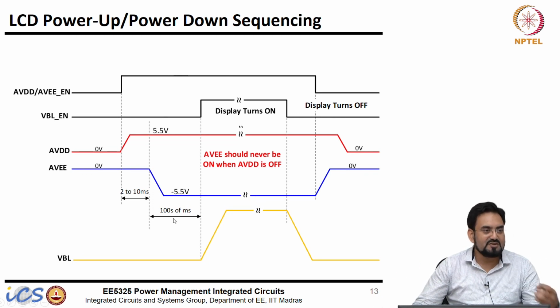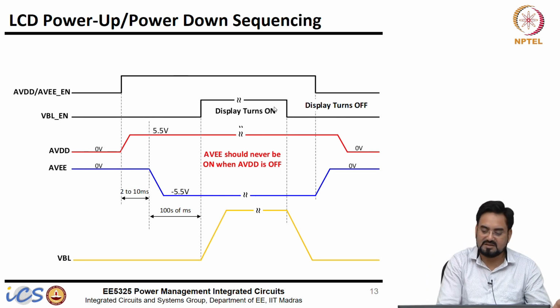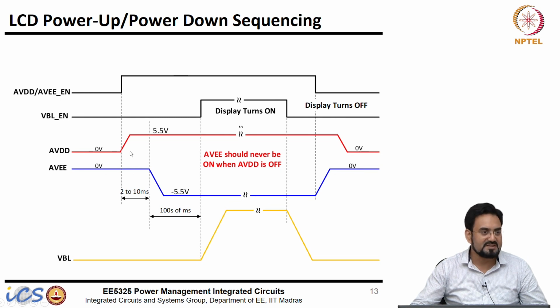The moment you turn on, you should right away start seeing some image appearing, and that's why when everything is set, all image data has come, all the supplies are settled, at the end they will turn on the display backlight, and you will see the correct image appearing on your display. And when you are turning off, again you want to do the same thing. You want to turn off your display backlight first, because that was turned on last. So you turn that off first, and then you turn off your negative supply and then the positive supply.